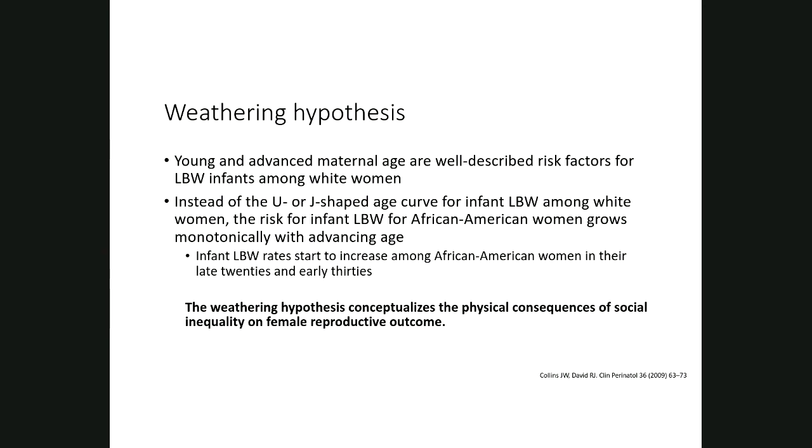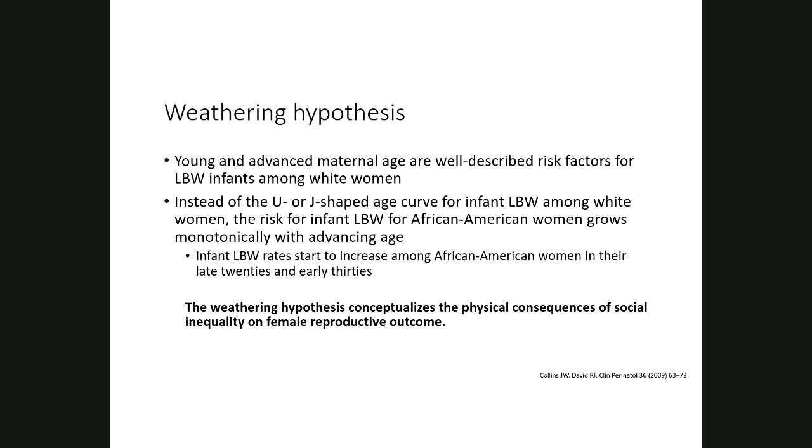We know that young and advanced maternal age are well-described risk factors for low birth weight among white women. However, if you look at the curve for African American women, instead of seeing this U-shaped or J-shaped curve, it's a monotonic line that shows the risk for an infant with low birth weight for African American women grows with advancing age. This starts to increase in their 20s and 30s, which is the prime time for childbearing years.